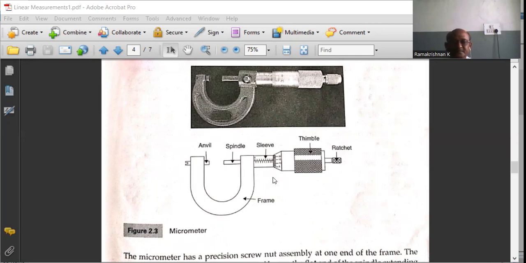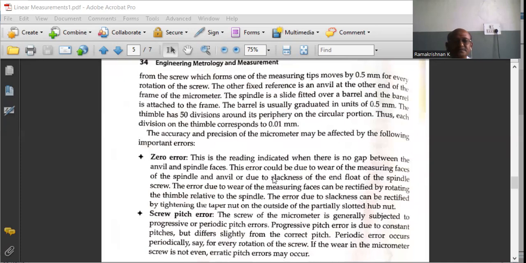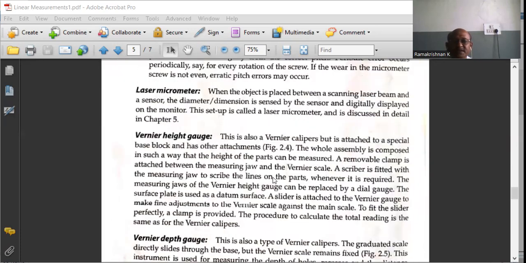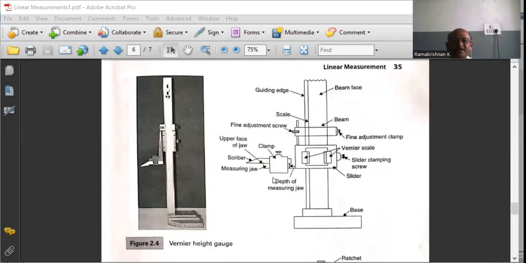Similarly, the Vernier height gauge also consists of a main scale and a Vernier scale. It consists of a base, and a central beam which carries the Vernier scale arrangement. The Vernier scale arrangement consists of a clamp, and the end of the clamp is adjusted to a scriber. The scriber touches the surface to be measured.